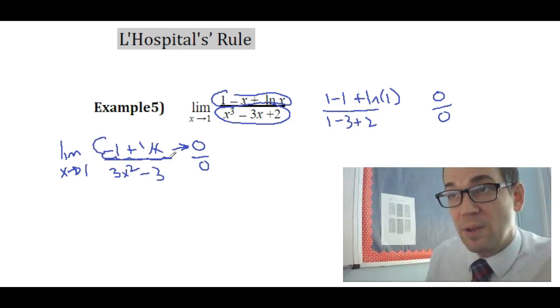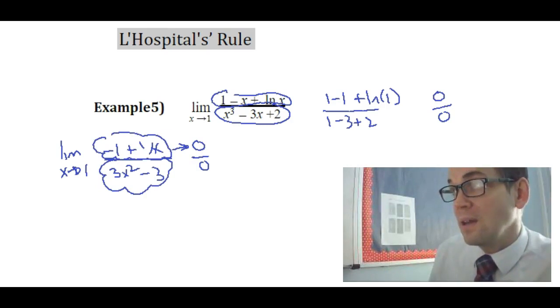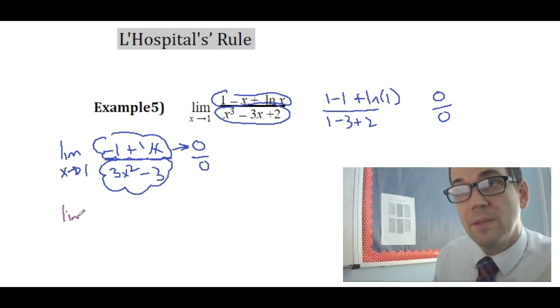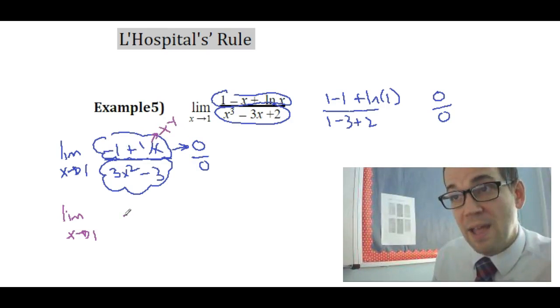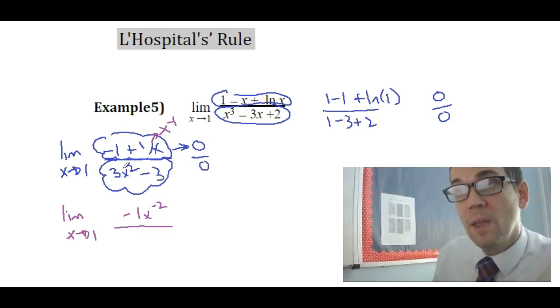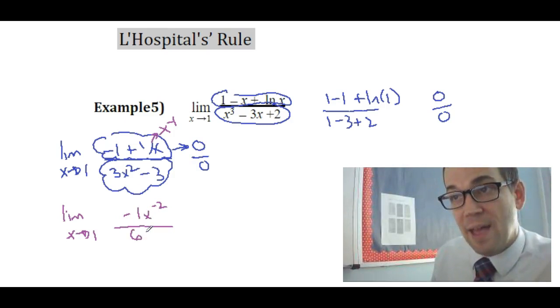I'll take this guy's derivative, I'll take this guy's derivative, both separately, and I'll try yet again, this time in purple. The limit as x goes to 1. This derivative is 0. This derivative, we're going to think of this as x to the negative 1. So the derivative there is negative 1 times x to the negative 2. This becomes a 6x. That derivative is 0.